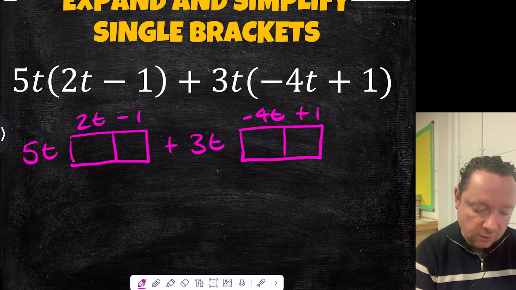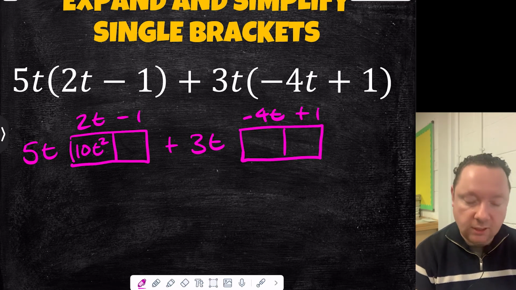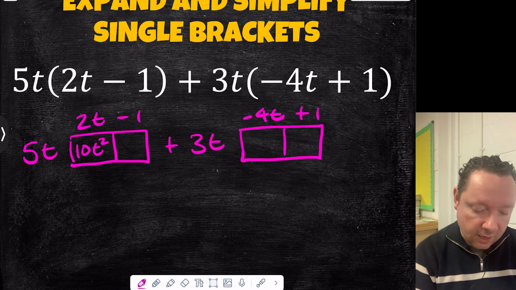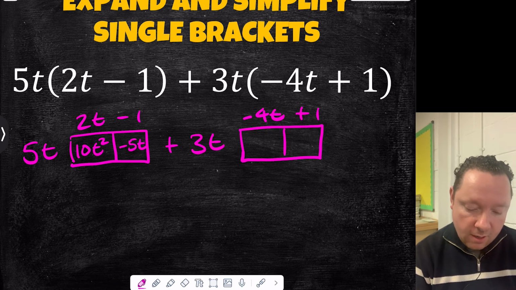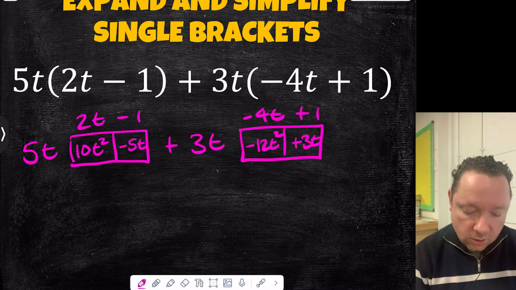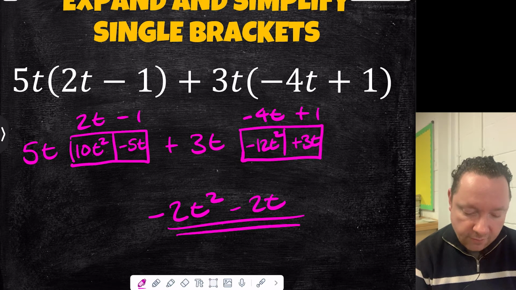So 5 times 2 is 10. T squared, because it's t times t. 5 times 1 is 5, so it's minus 5t. 3 times 4 is 12, but it's minus, because it's a plus times a minus. It's minus 12t squared. And 3 times 1 is 3, so it's plus 3t. So that gives us inside the boxes 10 minus 12 is negative 2t squared. And then we've got minus 5t plus 3t is minus 2t. Just collecting all the terms that are like together.